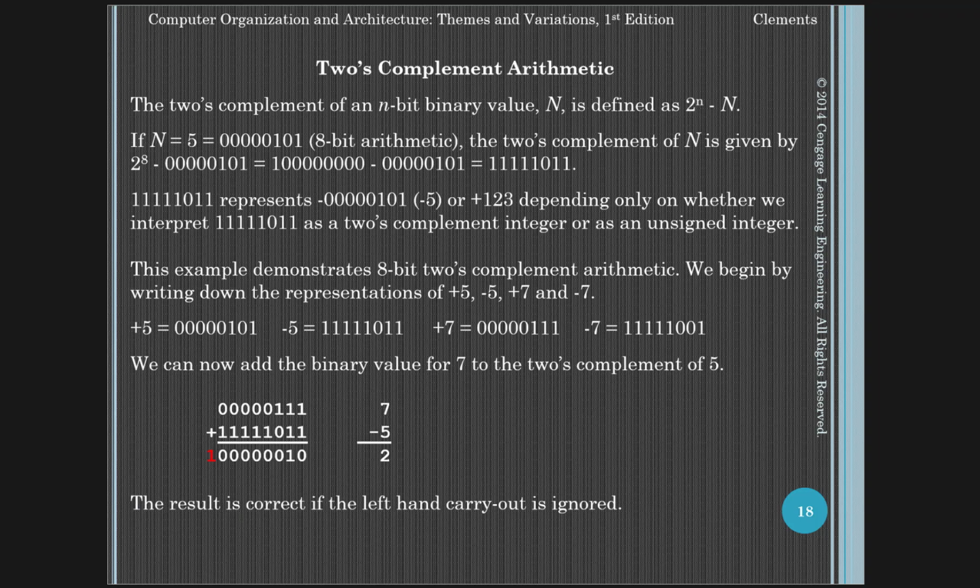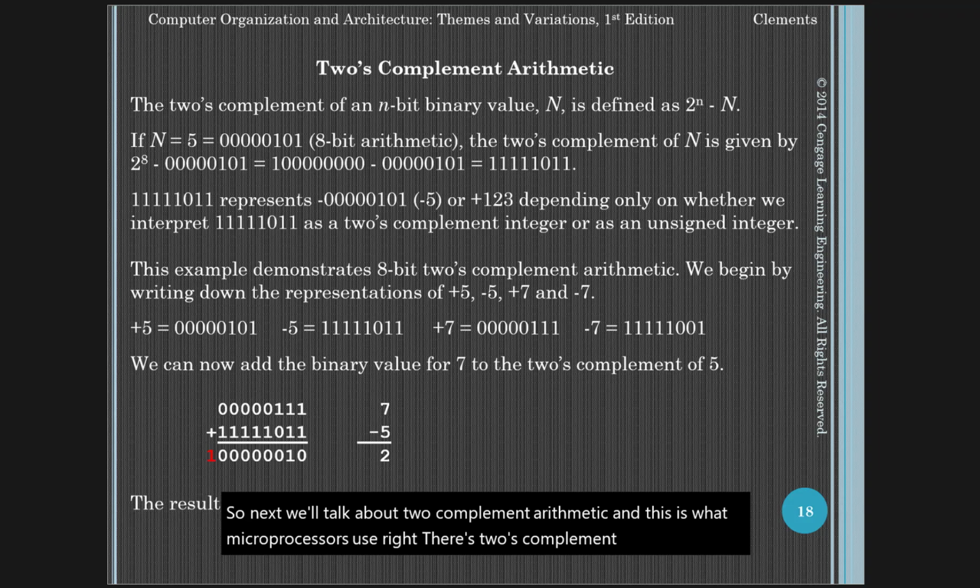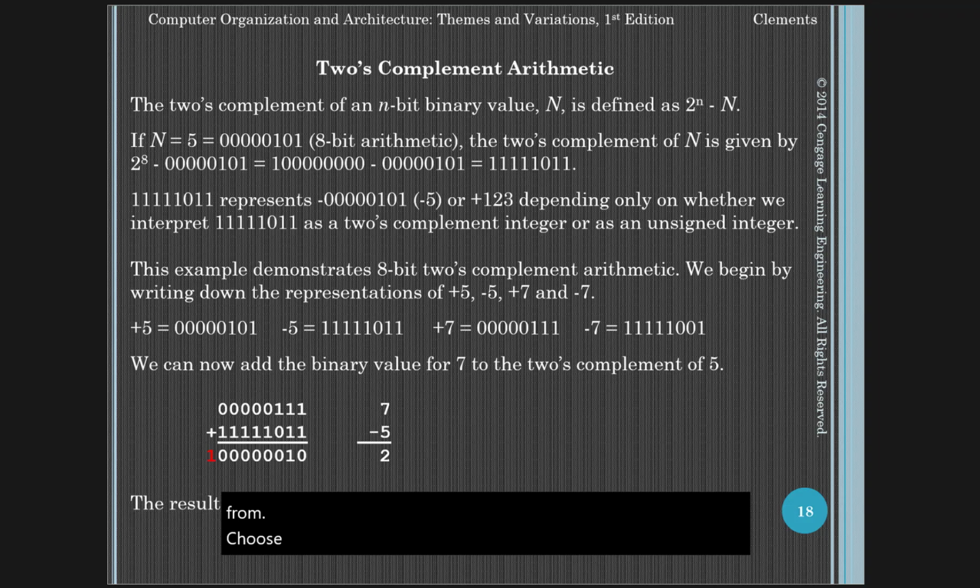So next we'll talk about 2's complement arithmetic. And this is what microprocessors use, right? This 2's complement system to represent signed integers because it allows us to perform subtraction by the addition of a complement, right? And that's where it comes from, 2's complement arithmetic. You can subtract 5 from 7 by adding the 2's complement of 5 to 7. And if that seems desperately confusing, let's walk through this example a little bit.